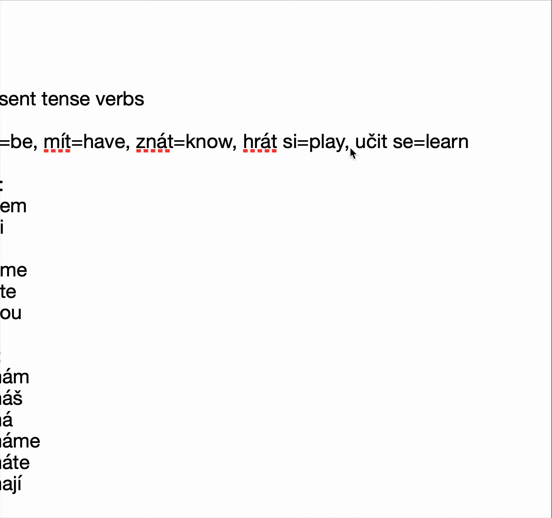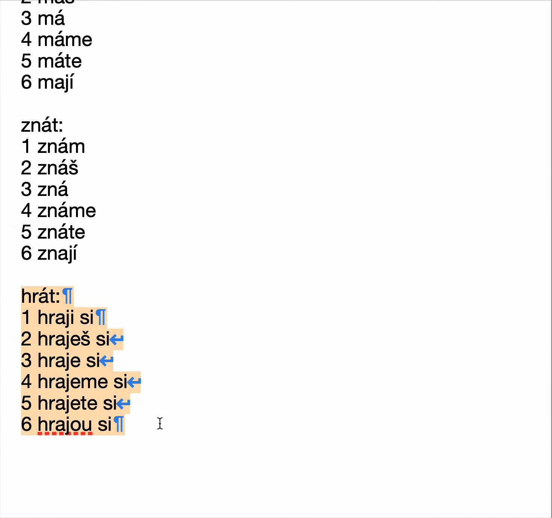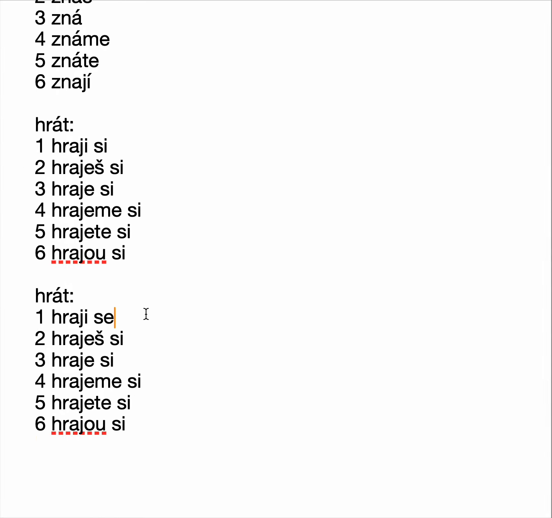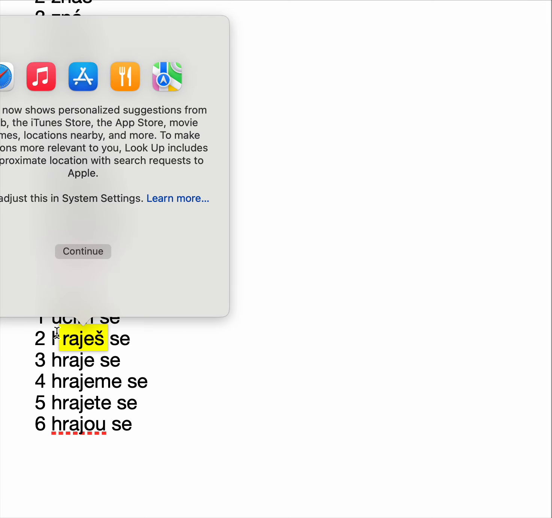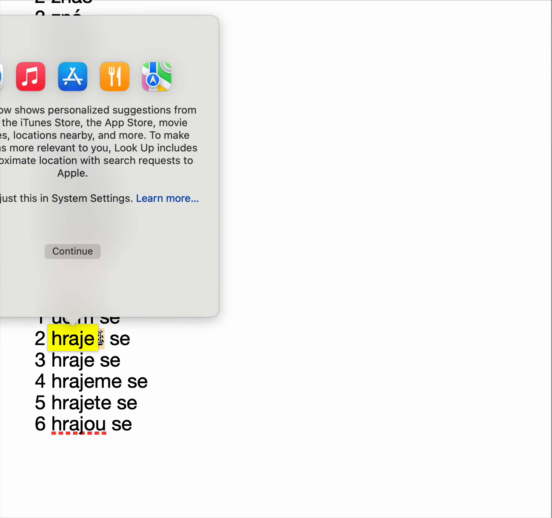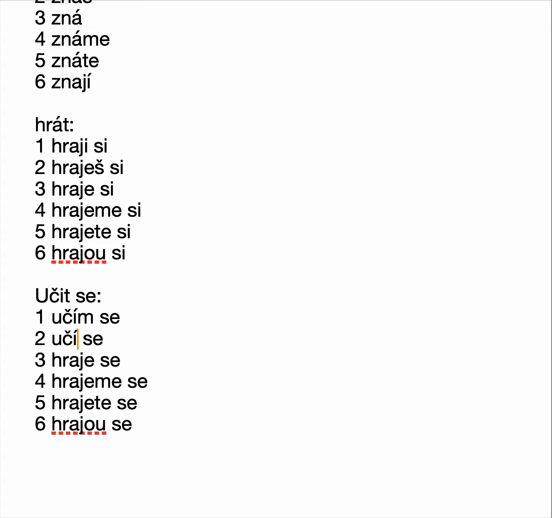The last one listed here is učit se. So again, the se will not change, so this will be all se. And we need to change this to učit se, and then this is učím. This is učíš. This is učí. This is učíme. This is učíte. And this is učí se.